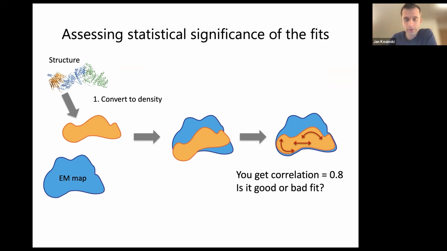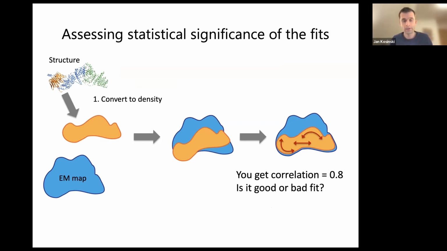And in the end, it returns a list of the fits. But in fitting, which is usually guided by cross-correlation, these correlation values behave really differently depending on the map, on the quality, and the size of the structures. So in general, how do you know whether the fit is good or bad? If you have, for instance, a cross-correlation of 0.8, it's actually not clear.